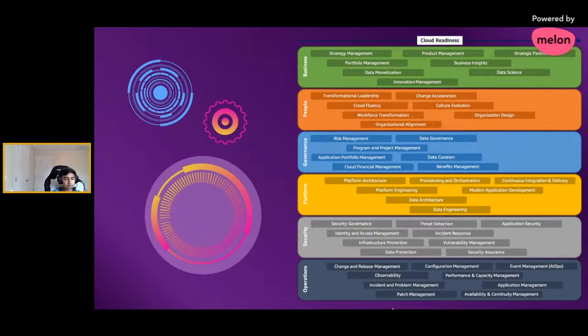And finally, next to operations, we have change and release management, configuration management, event management, observability, incident and problem management, performance and capacity management, application management, patch management, and last but not least, availability and continuity management.